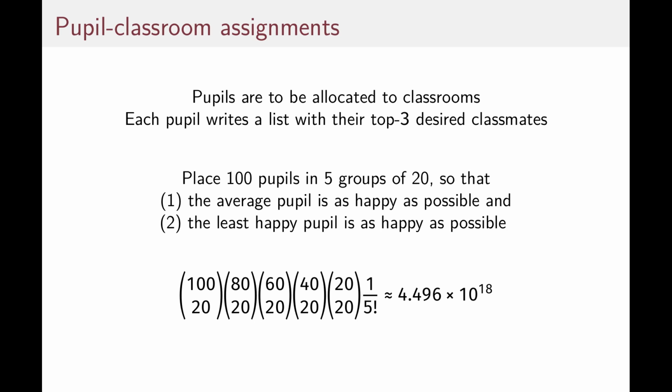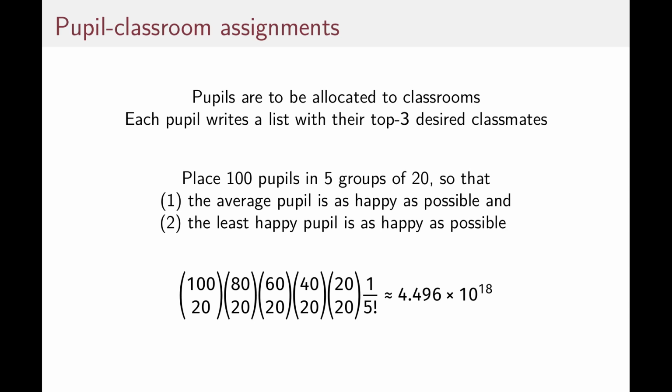These are two objectives, and I include them both because I wanted to mention that it's not obvious what the objective should be. For instance, if I get 3 friends and you get 0 friends in our groups, then my happiness is 3 because I get all my 3 friends. Your happiness is 0, so the average happiness is 1.5. But if we both get 1 friend, then the average happiness is 1. But the least happy pupil, that would be you, is more happy with the second configuration.